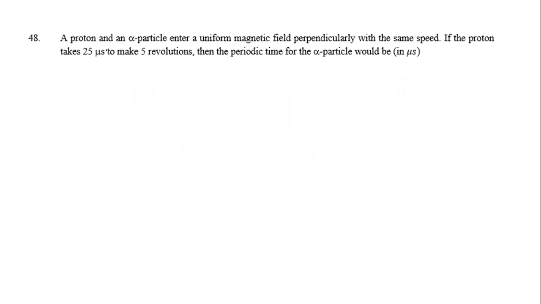This one is just based on charged particles in a magnetic field. What is the time period equal to? Time period is equal to 2 pi m by qB. In this case the magnetic field is the same, a uniform magnetic field, so the time period is proportional to mass by charge. The time period for the proton is given as 25 seconds for 5 revolutions, so 5 microseconds for each one. So what will be T alpha by T proton? Mass by charge of alpha by mass by charge of proton. It's a fairly simple question, and you can easily get your answer.